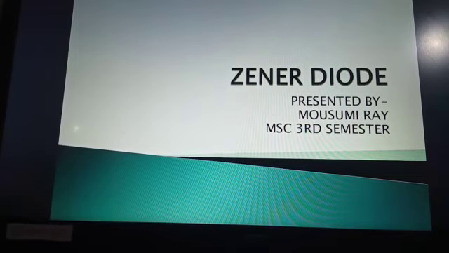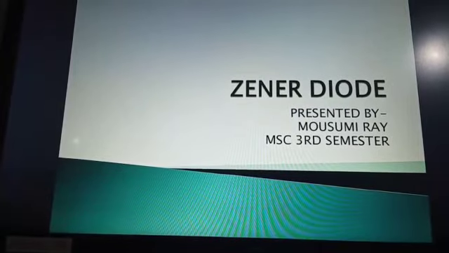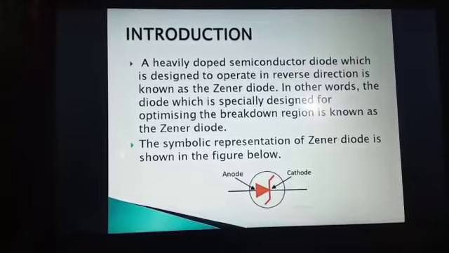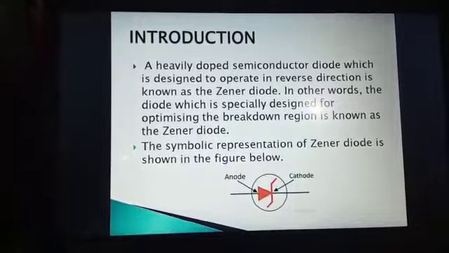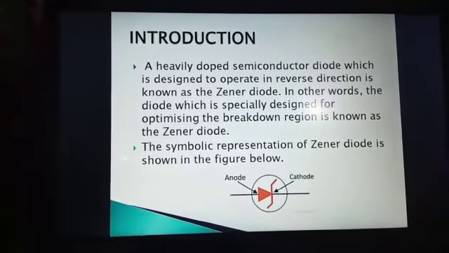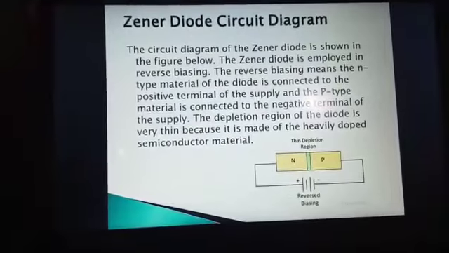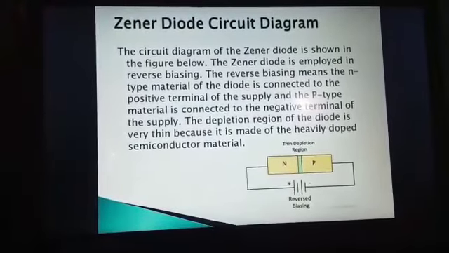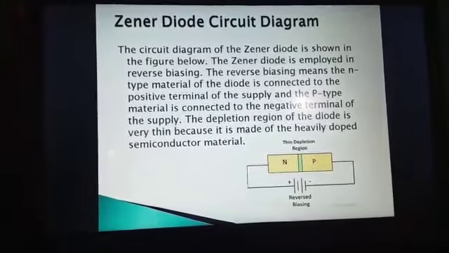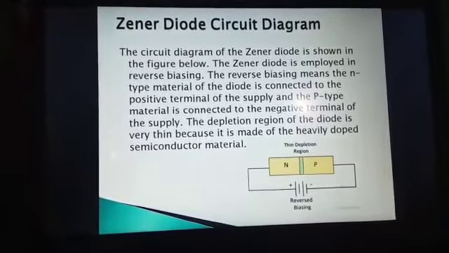In this video, I am going to explain about Zener diode. Zener diode is a heavily doped semiconductor diode which is designed to operate in reverse direction. The circuit diagram of the Zener diode is shown in the figure. The Zener diode is employed in reverse biasing.